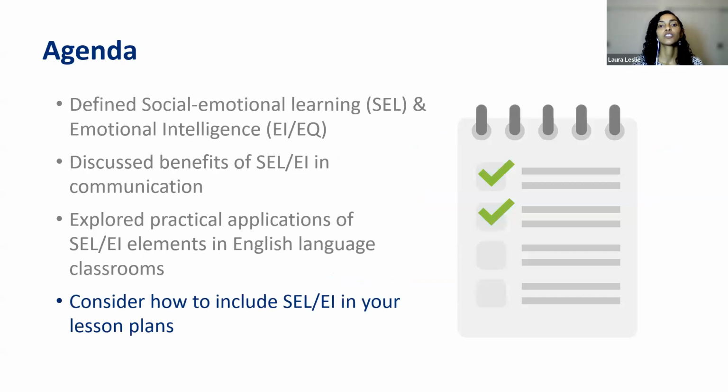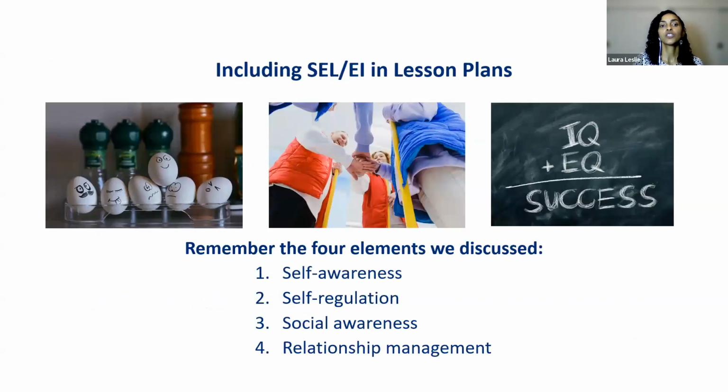Now that we have defined social emotional learning and emotional intelligence, discussed benefits in communication of strong social emotional skills, and explored some ways to build these skills, you will consider how to include these in your lesson plans. So I want you to keep in mind the 4 elements that are found both in social emotional learning and in emotional intelligence: self-awareness, recognizing our own emotions; self-regulation, controlling our emotions; social awareness, being aware of others' emotions; and relationship management, developing effective relationships.